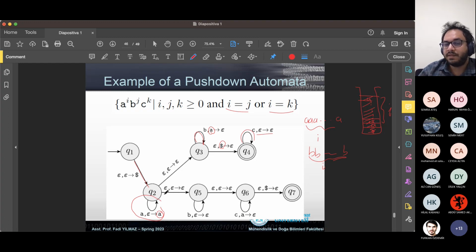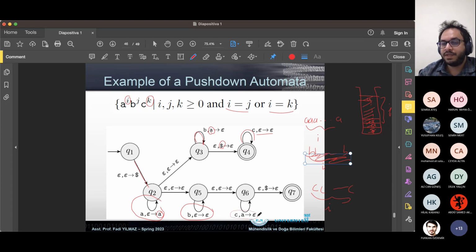If I go to the bottom part, or the right path, I try to match I's with the K's. Reading B's, nothing happens because I try to match K. These don't affect me. I can have I amount of A's, then no B's, then I amount of C's. For the bottom half of the diagram, this is just consuming B's. I don't care about them.